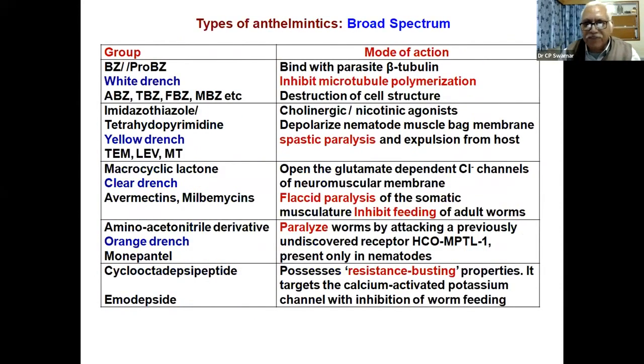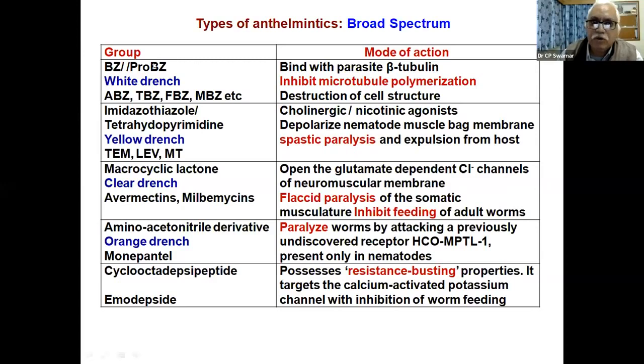So there are different types of anthelmintic. Mainly we classify them as broad spectrum as well as narrow spectrum. And we have a very limited number of classes of anthelmintics. One is the benzimidazole, another is the imidazole, third is the macrocyclic lactone, and fourth is the salicylanilide group. These are commonly available in the market nowadays.